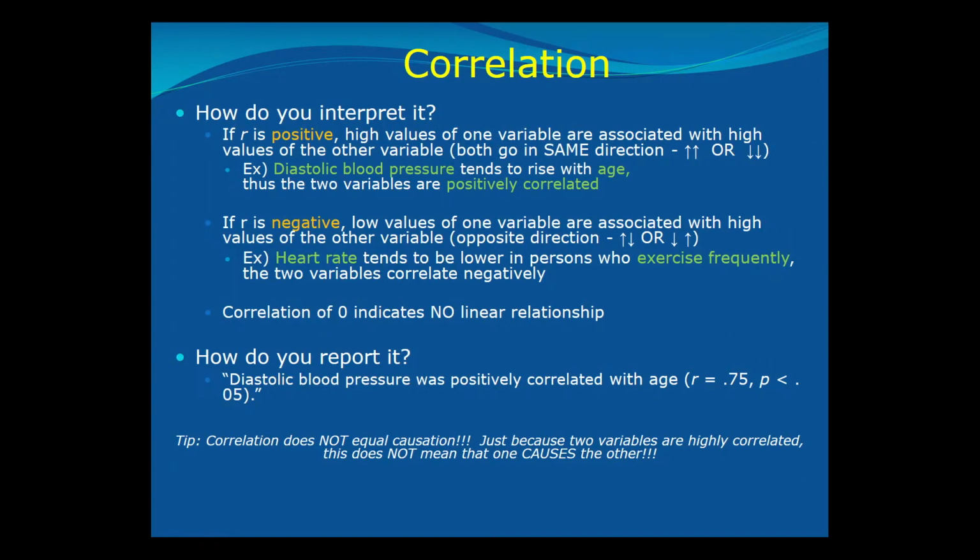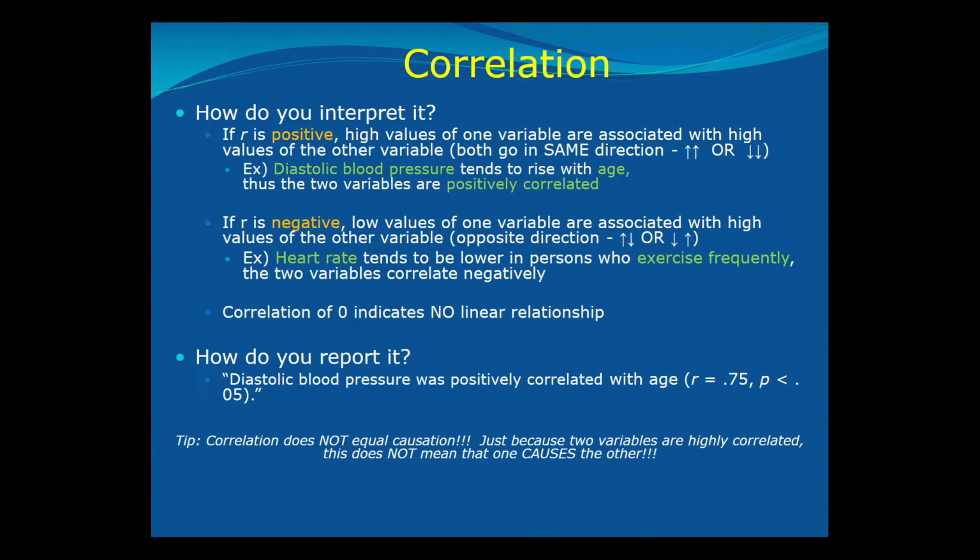How to interpret the correlation coefficient? If R is positive, high values of one variable are associated with high values of the other variable. Both go the same direction. If one increases, the second also increases, or if one decreases, the second also decreases. An example of positive correlation is that diastolic blood pressure tends to rise with age. Thus, the two variables are positively correlated.